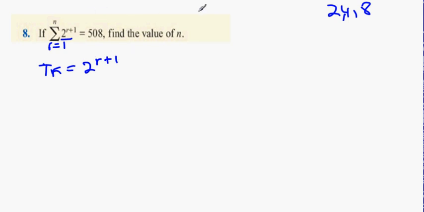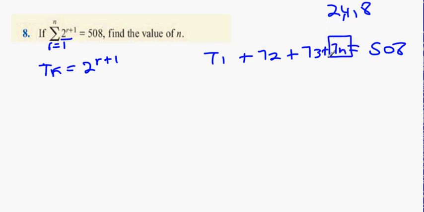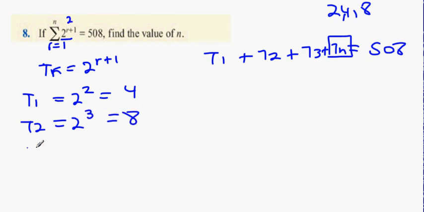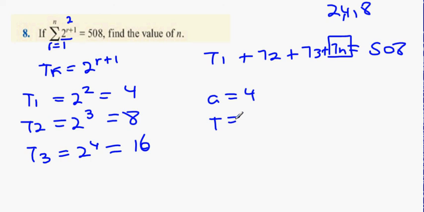And they want the sum equals, when I add all the terms together, at one point or another it eventually equals 508. But I have to figure out when I need to stop in order for it to be 508. So what I do is I find out what T1 is. T1 is 2 to the power of 2, because you replace r with 1 and you get 4. T2 is 2 to the power of r plus 1, which is 2 to the power of 3, and we get 8. Then T3 obviously is 2 to the power of 4, which is 16.